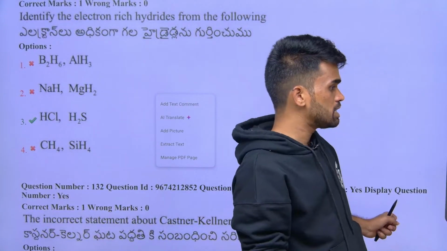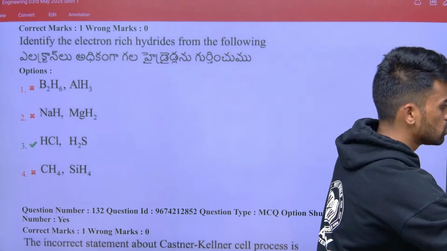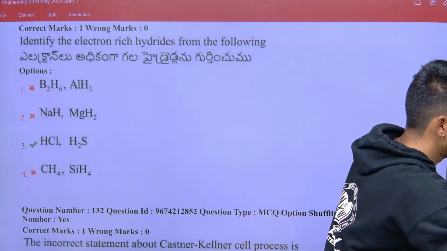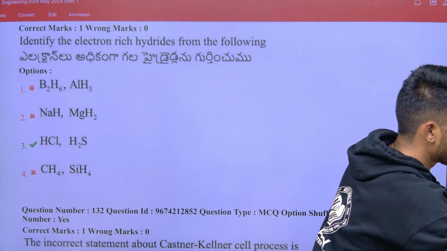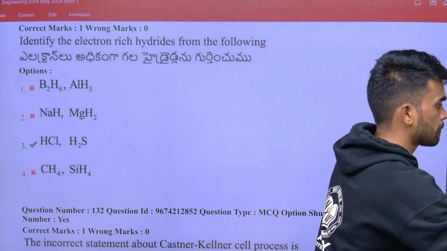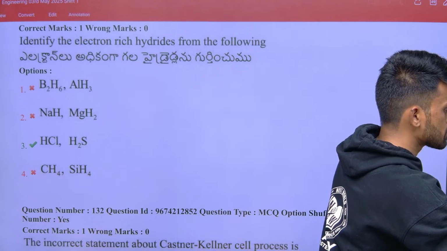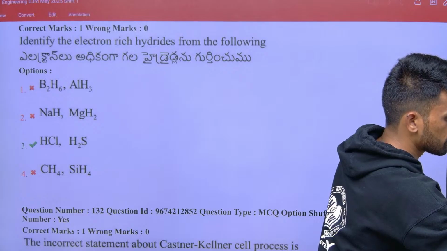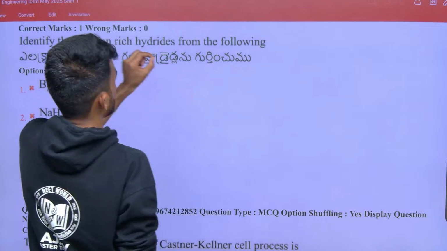Identify the electron rich hydride from the given 4 options. So how can we do that? Just tell me in the comment box if anyone is online. I just wanted to go through this. Yes, tell me, identify the electron rich hydride from the following.